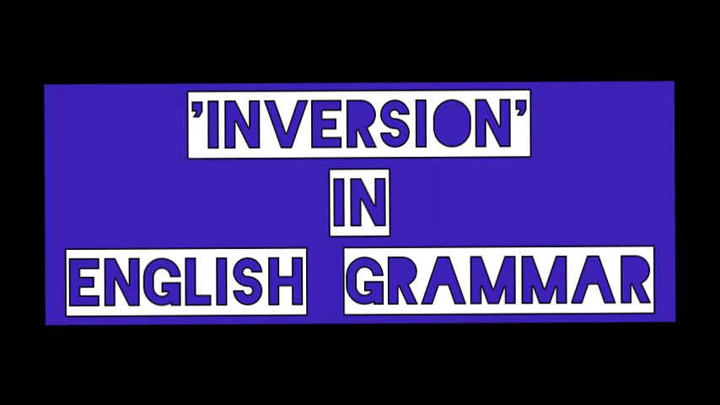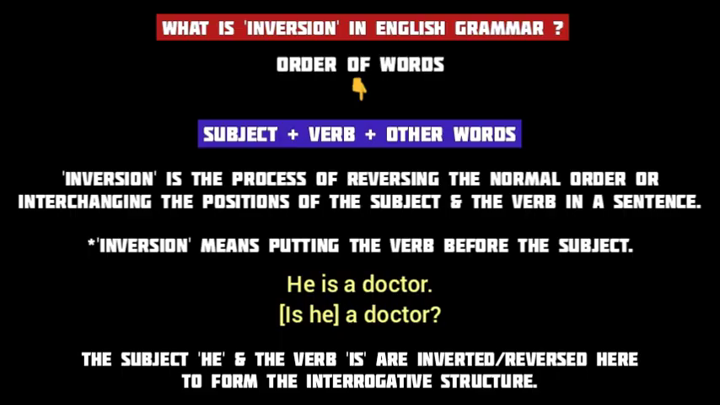Today's topic is inversion in English grammar. You see, the word inversion means reversal or changing something into its opposite. But to begin with, as you know, the normal order of words in an English sentence is subject plus verb plus other words. In other words, normally the verb comes after the subject in a sentence. But in certain situations or certain types of sentences, we put the verb before the subject. This is what inversion means.